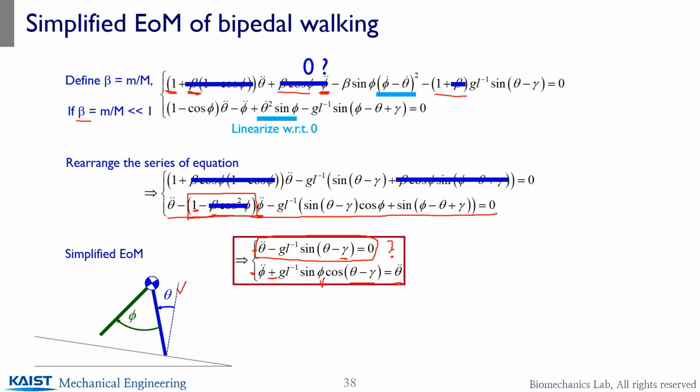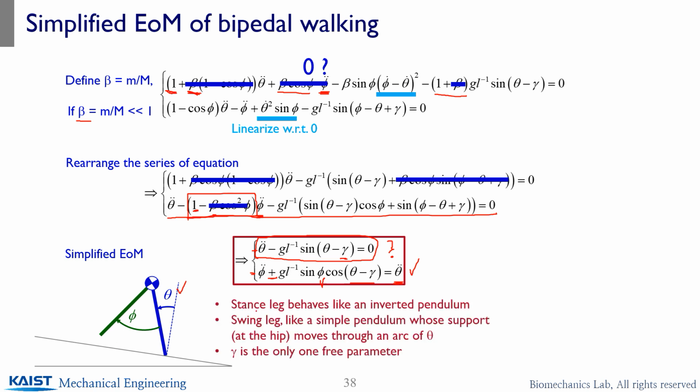So this one behaves as an external force source, since you have an inertial force applied by the stance leg motion that is applied to the pendulum motion of the swing leg, which does make sense. So the stance leg is like an inverted pendulum equation, and the swing leg is like a simple pendulum equation with the additional force term by the motion of the stance leg. So gamma is the only free parameter here. So this is what you can get for the simplified form.